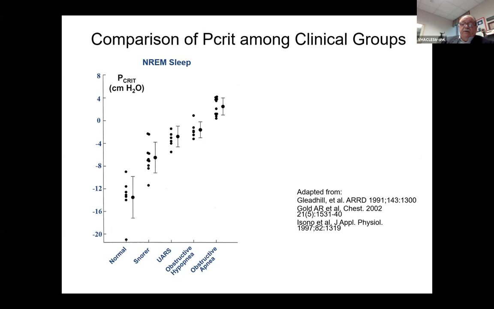Comparison among groups I've shown. This is interesting because they did a whole series of people and published it, and you find normal snorers, upper airway resistance syndrome, obstructive hypopneas, obstructive apneas, and the P-crit is the critical closing pressure for these values. You can see that with obstructive apnea, that is predominantly apneas, it is about plus 2 with a standard deviation. And the more data we have, the more we realize that P-crit is important for everyone, but it doesn't determine the number of apneas. It just determines whether or not you're going to have an obstructive apnea. If your airflow and efforts go down and you're a normal person, your airway will not collapse. So you will have non-obstructive apneas.